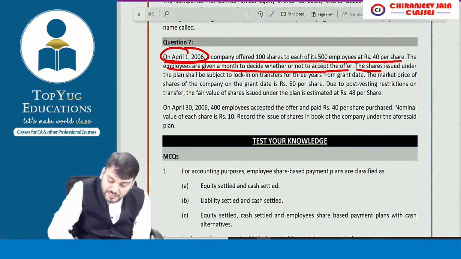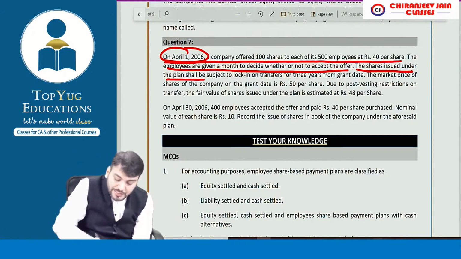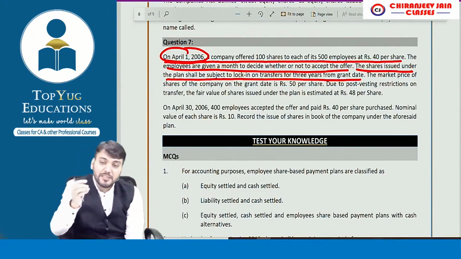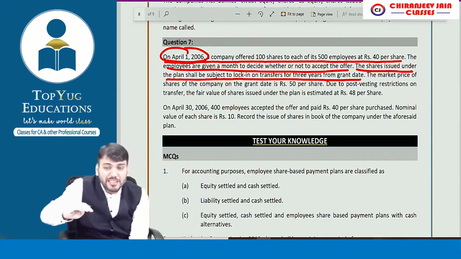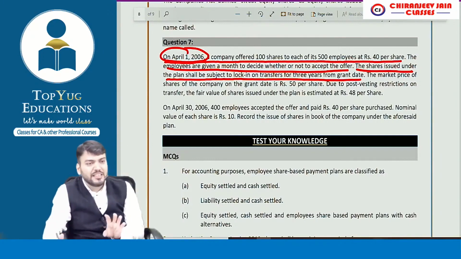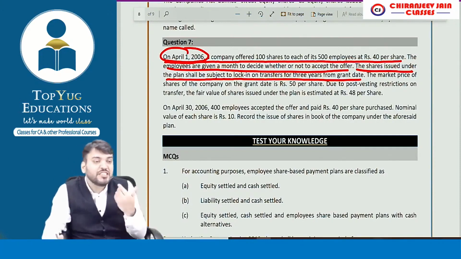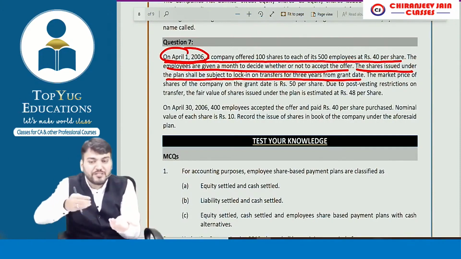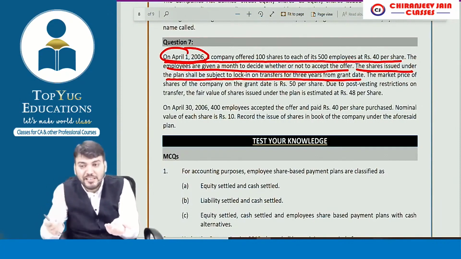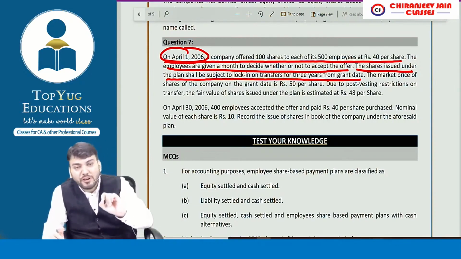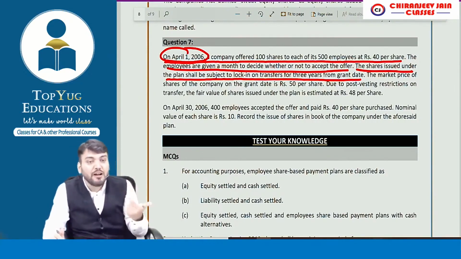The shares issued under the plan shall be subject to lock-in on transfer for 3 years from grant date. What are they saying? If the shares are subscribed, there will be some restriction that these shares cannot be sold for 3 years. In ESPP, normally they give some post restrictions. Post restriction means once you purchase the shares, you cannot sell them; some lock-in period will be announced, that these shares cannot be transferred for how many years?